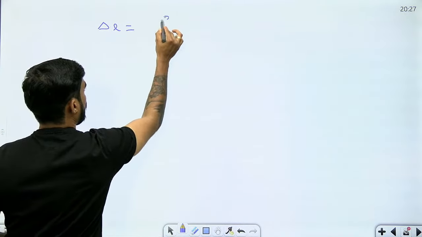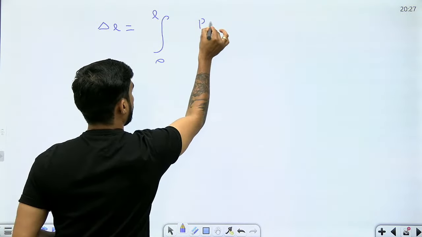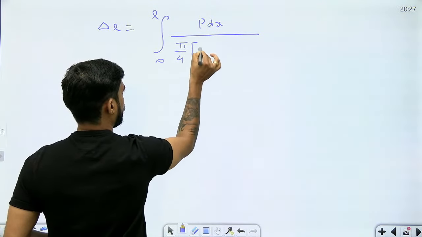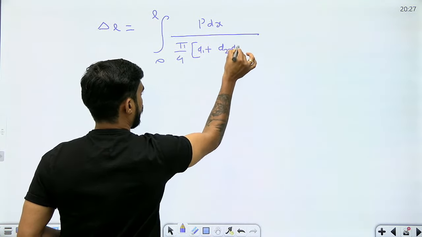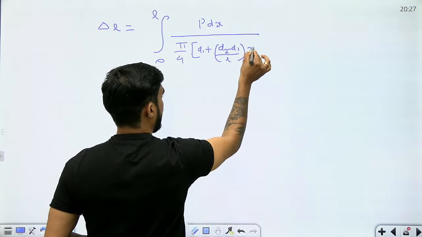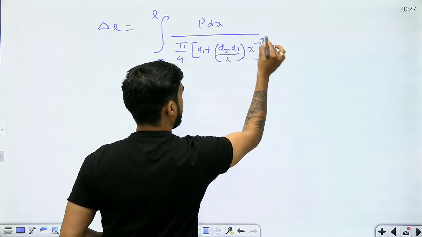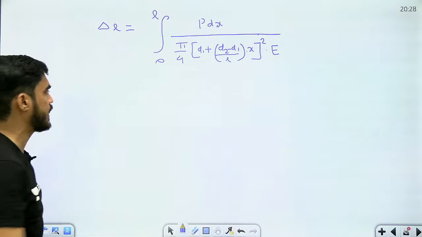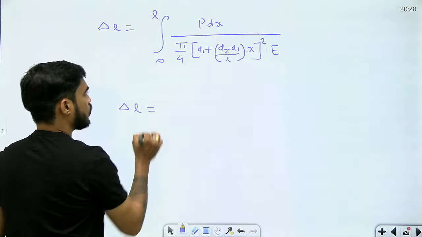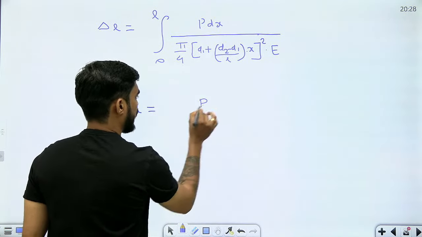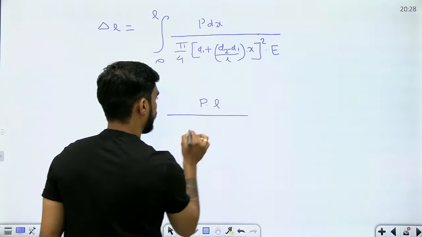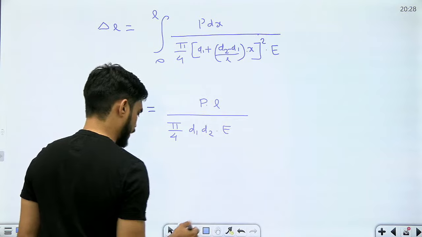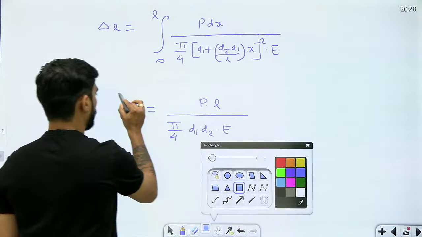Delta L equals the integration from 0 to L of P dx divided by pi by 4 into (d1 plus (d2 minus d1) by L into x) whole square into E. If I integrate this equation and put the limits, I am going to get this equation: P into L upon pi by 4 d1 d2 into E. This is the equation you are going to get.